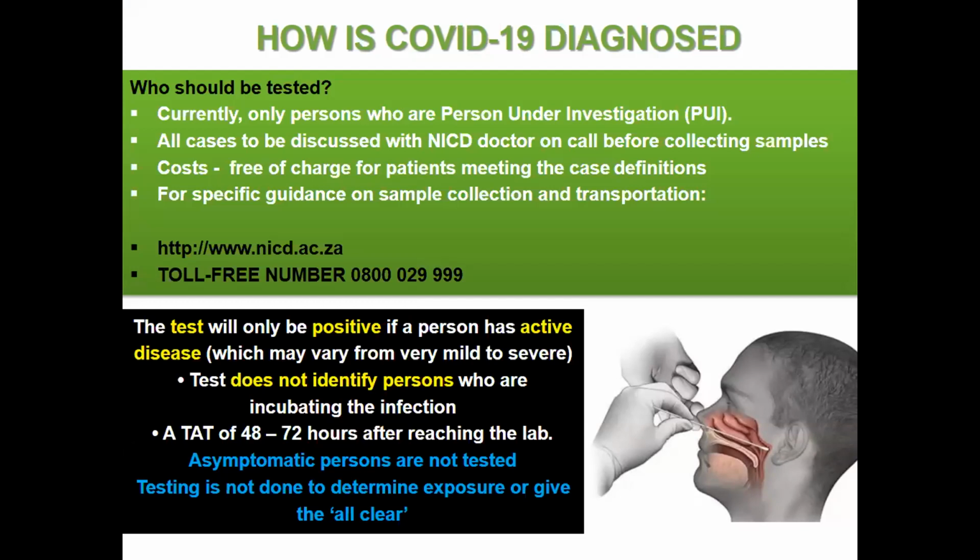It is important to know that the test will only be positive if a person has active disease, and this varies between mild and severe symptoms. The test does not identify persons who are incubating the infection, and the turnaround time varies between different labs. On average, it's anything between 48 hours to 72 hours after reaching the laboratory. And also important to know, asymptomatic persons are not tested currently, and the testing is not done to determine exposure or to give a clearance so that you can go back to work. So those are important things.